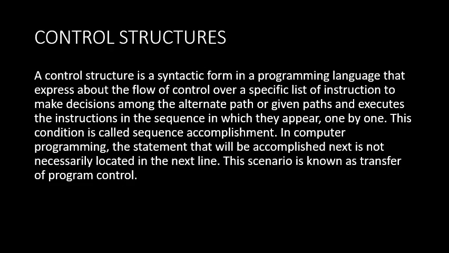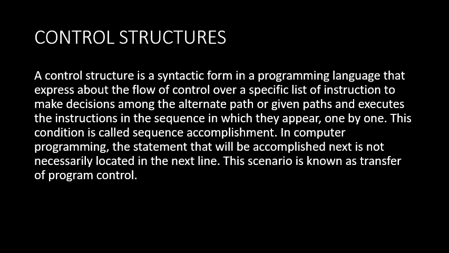So let's understand what a control structure is. A control structure is a syntactic form in a programming language that expresses the flow of control over a specific list of instructions, to make the decision among the alternate paths or given paths, and executes the instructions in the sequence in which they appear one by one. Means that it will continue to repeat that particular statement until that condition becomes true. So this condition is called the sequence accomplishment.